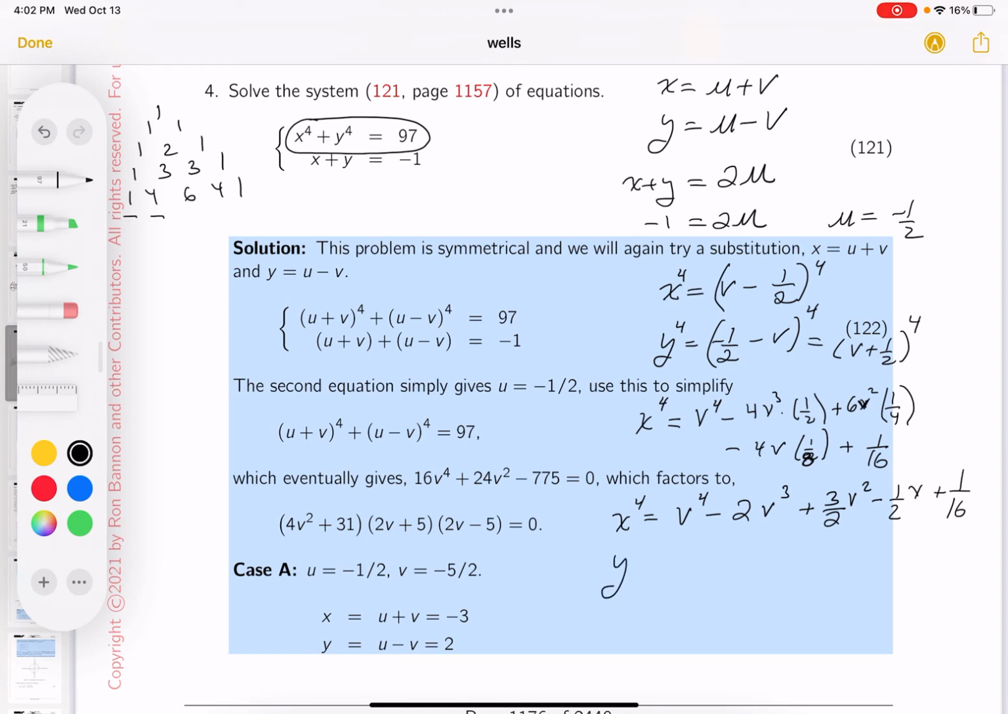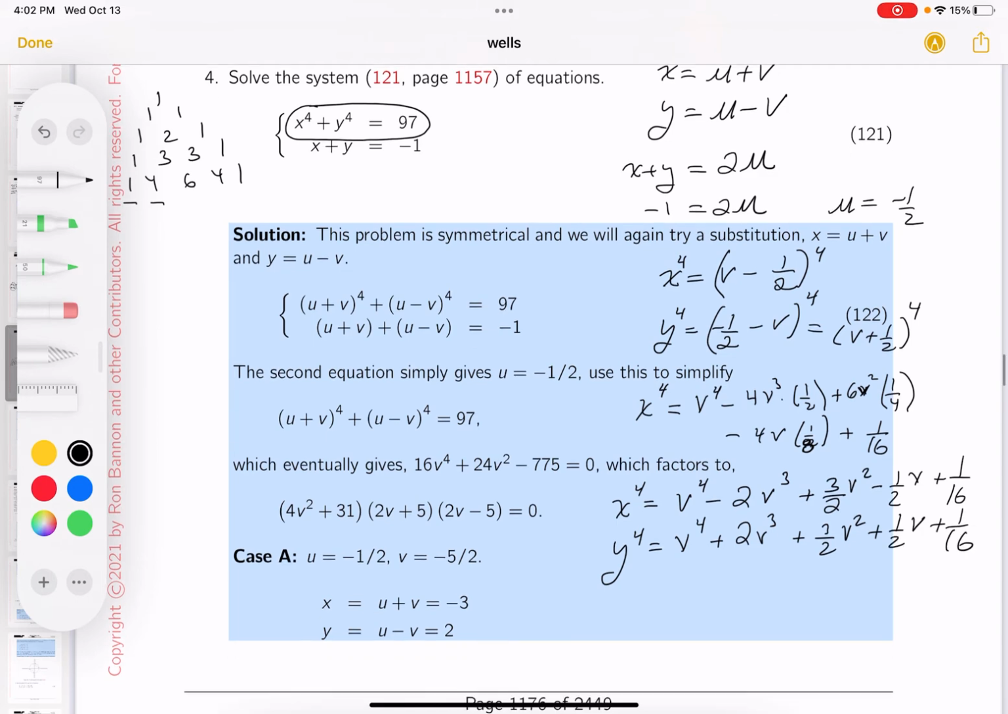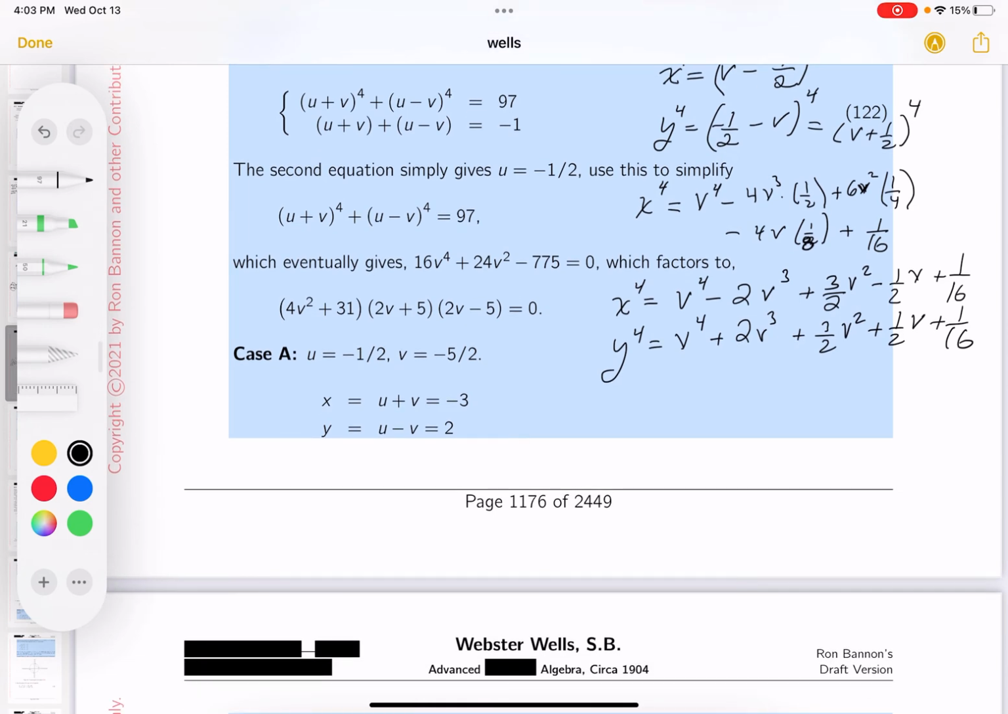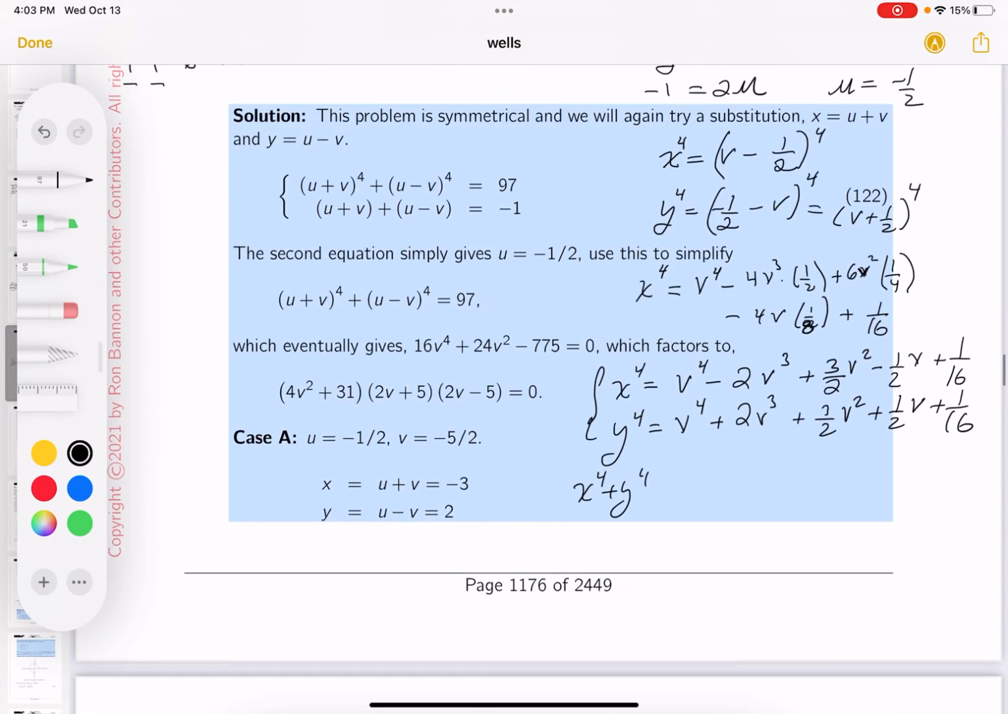I'm going to write down y4. And what do you get? v4 plus 2v cubed plus 3/2 v squared plus 1/2 v plus 1/16. That was pretty easy. And someone said, how'd you put it down so quickly? I just did the other one. This one wasn't much different. So x4 plus y4, well, that's equal to what? Oh, 97.